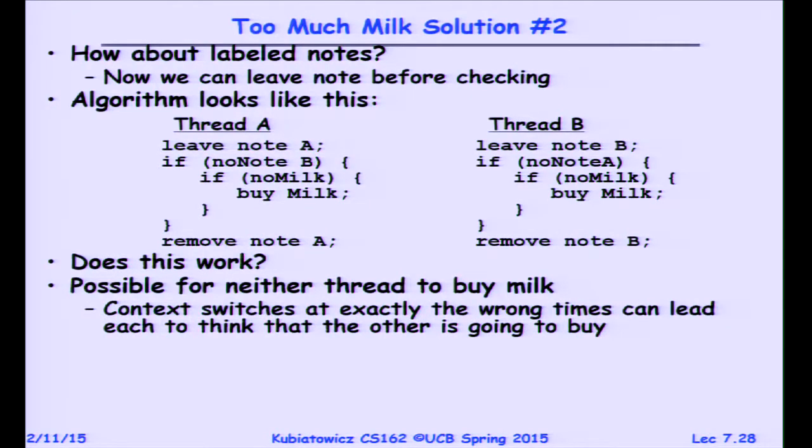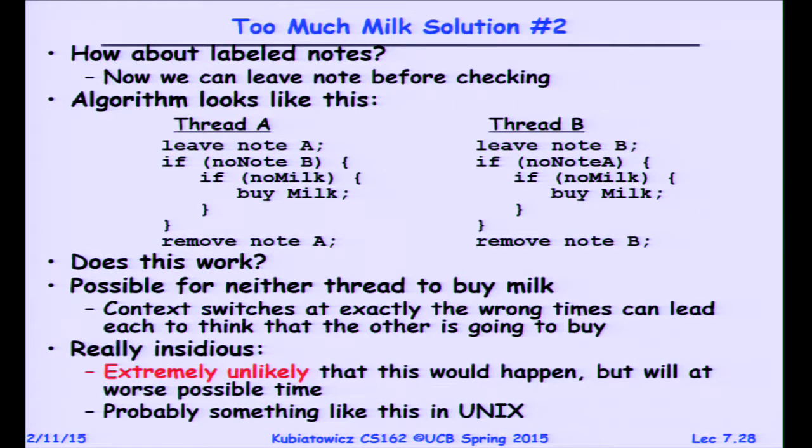Okay, so context switches at exactly the wrong time lead each to think that the other one's doing something. And it's really insidious because it's extremely unlikely that this is ever going to happen that way, but it will, of course, at the wrong time. There's some evidence that there's a bunch of this in various operating systems where people didn't quite get it down right, and you get these things that fail once every blue moon, and nobody really knows how to reproduce it even. Okay?